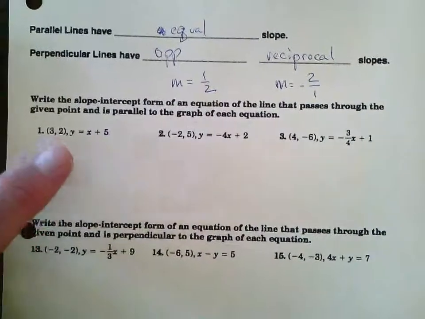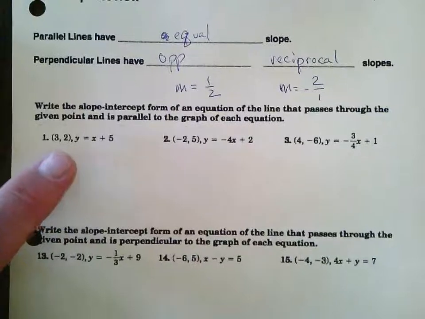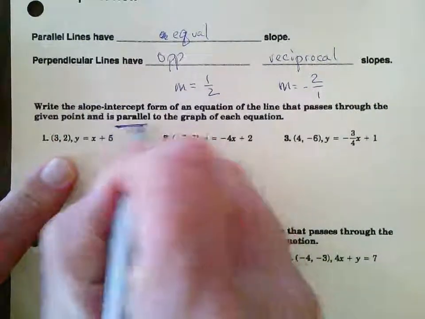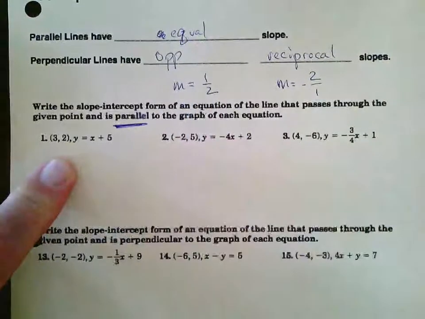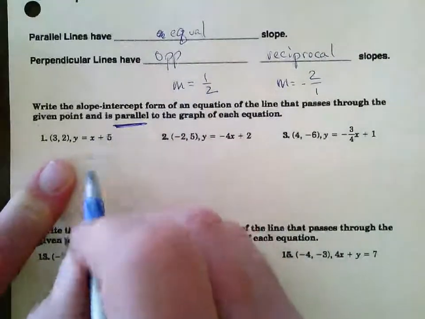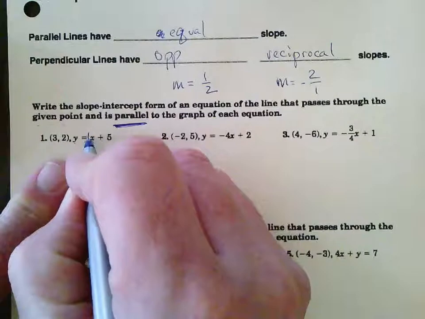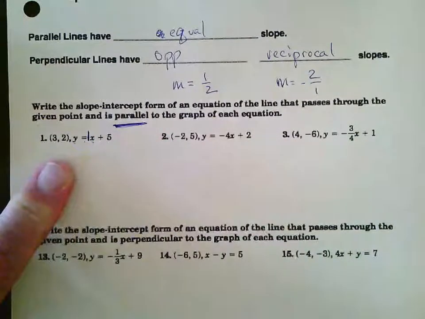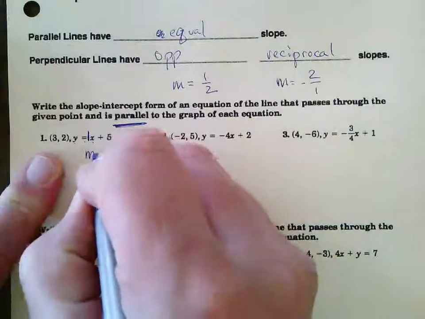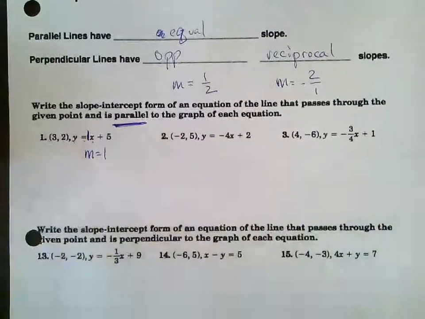The first couple here, they want you to write the slope-intercept form of the equation of the line that passes through the given point and is parallel. So there's the key word there, parallel, which means they're going to have equal slopes. So I'd look at the first problem here. I see y equals x plus 5. I know that slope is right in front of the x. It has to be 1 if nothing is there. So since these lines are going to be parallel, I'll have the same slope. So I know my slope is 1.